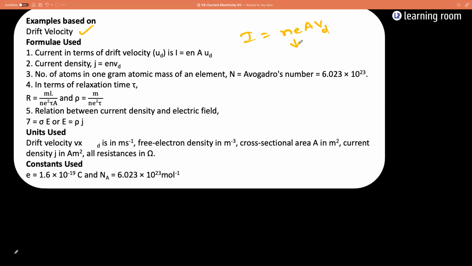The number of electrons? Number density. So it's the number of electrons per unit second. Yes, sir. Sorry, not second, per volume. It's the number of electrons per unit volume. That's what is number density. e is the charge of the electron, A is the area of cross section, and v_d stands for the drift velocity.